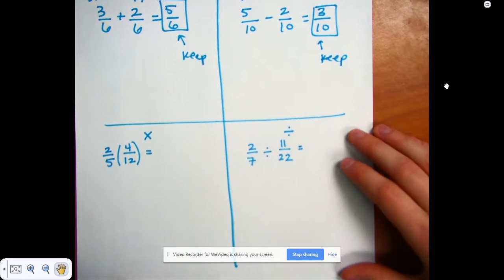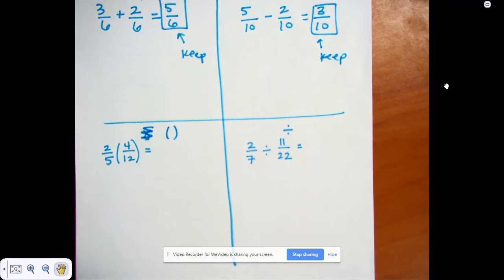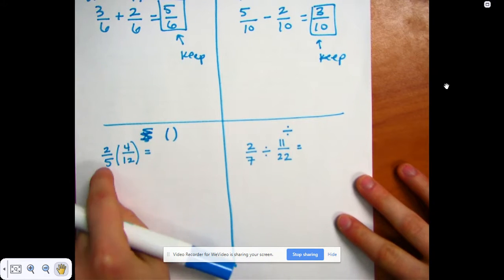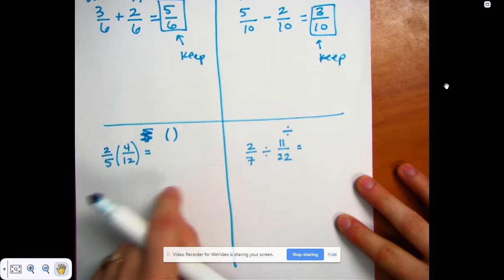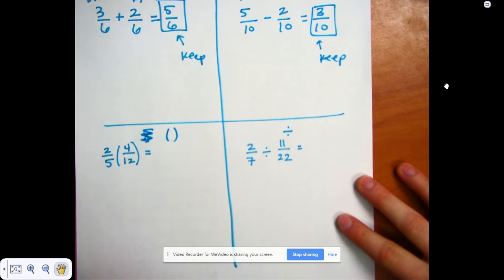So for multiplication, we use parentheses. Do not use an X. Please use parentheses for multiplication. So there's 2 ways we could do this. We can multiply straight across and then simplify, or we can simplify first and then multiply straight across. I will do both ways. So this first way, I'm going to multiply straight across.